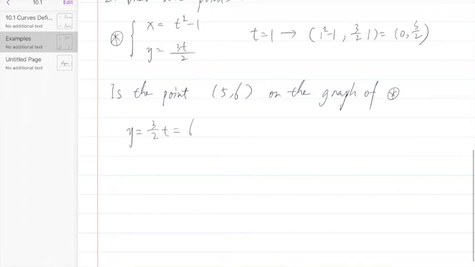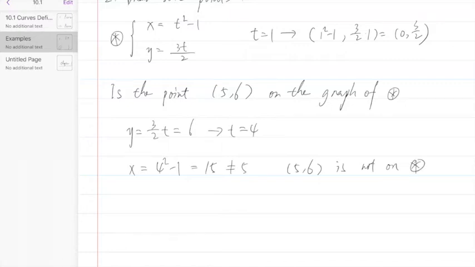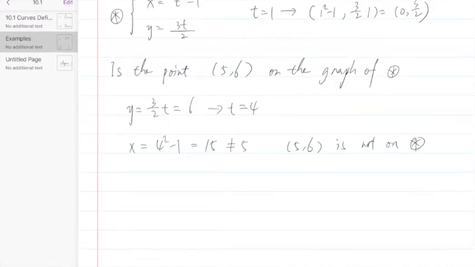So, my y is going to be that. This implies my t has to be 4 in order for 6 to happen to my y. Now, simultaneously, do I have 5 in x? Well, I have 15. Is it 5? Not 5. Therefore, 5, 6 is not on the curve. That's how we do it.